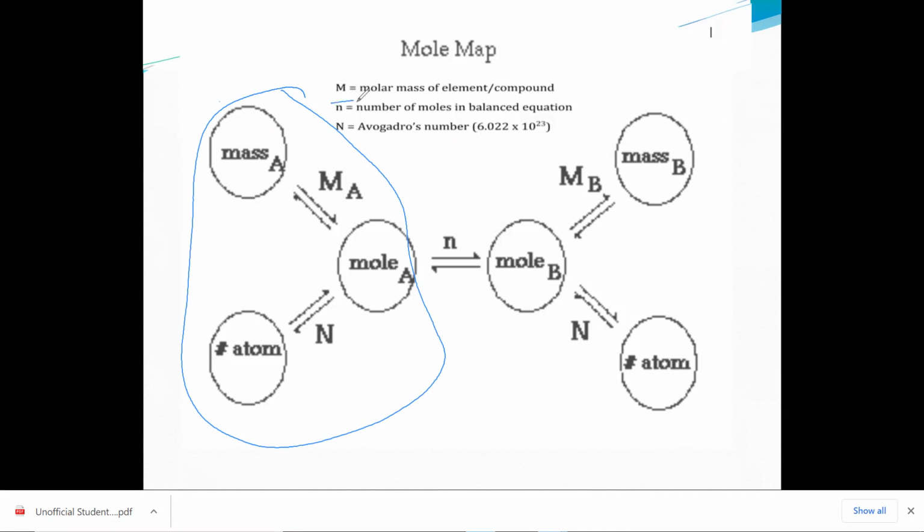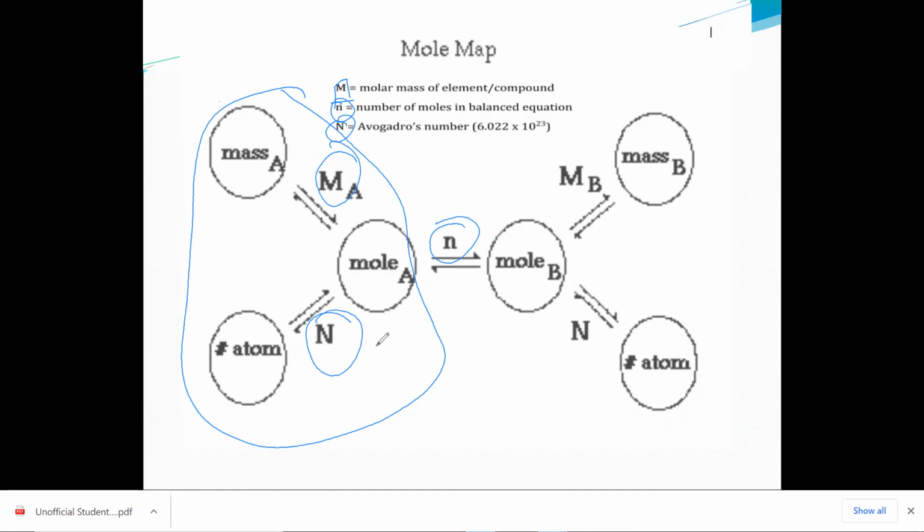M, this capital M here, is going to be molar mass of a compound. So you can find M here. The little n is going to be the number of moles in a balanced equation. So again, that we're going to use later, so you don't have to worry about that one right now. The big N, which you can find right here, is Avogadro's number, 6.022 times 10 to the 23rd power.